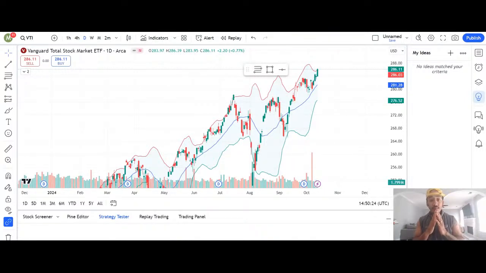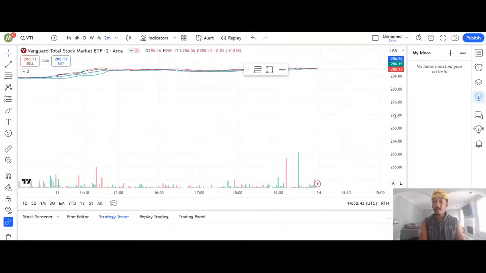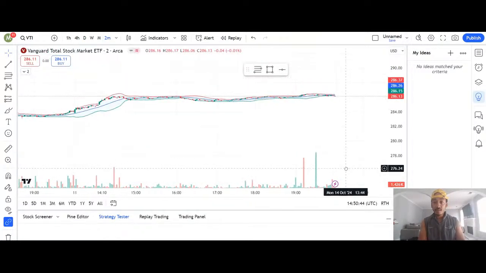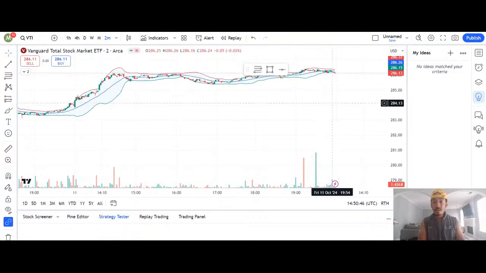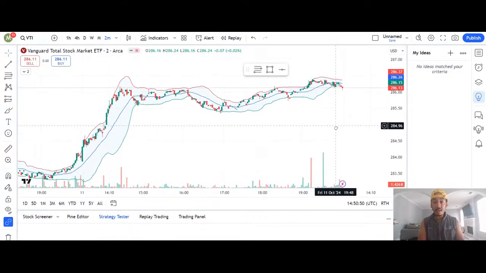So this is on a daily time frame. If you're looking at a 2-minute, 5 or 15-minute time frame, those are your day trading time frames. When you see a volume spike, let's go to the 2-minute time frame and see if we could see a volume spike on a 2-minute. All right, so we do have some volume spikes on the total stock market index.